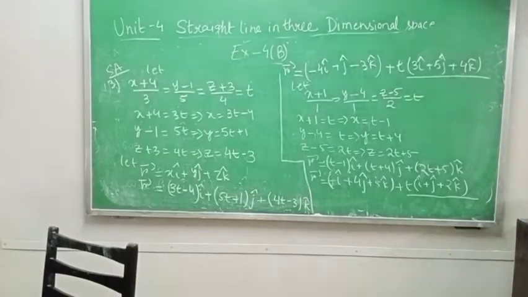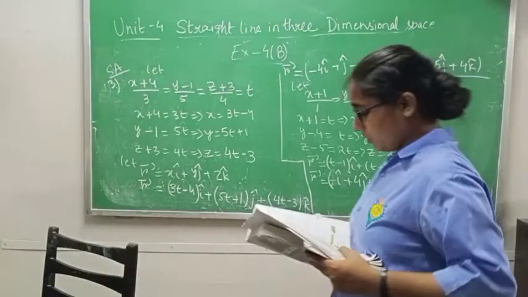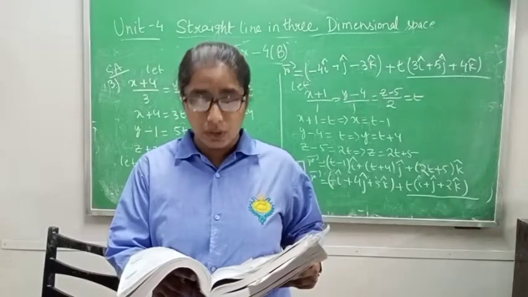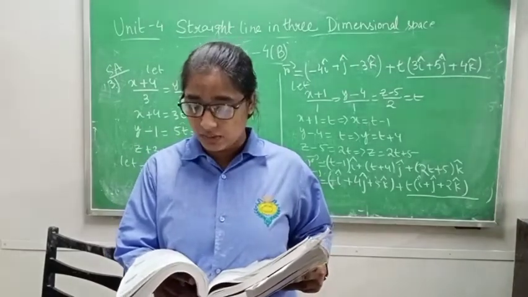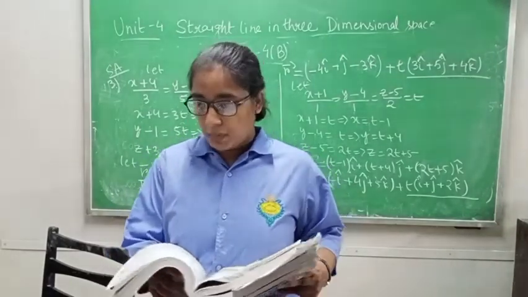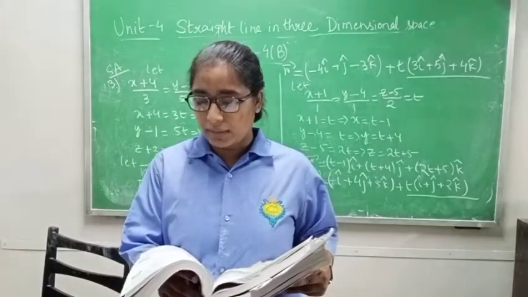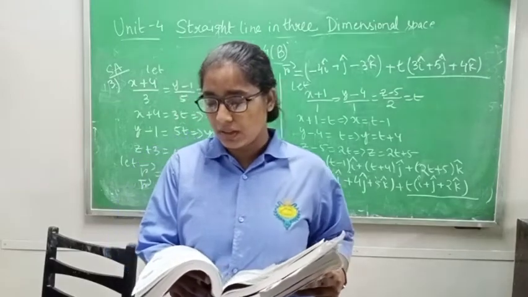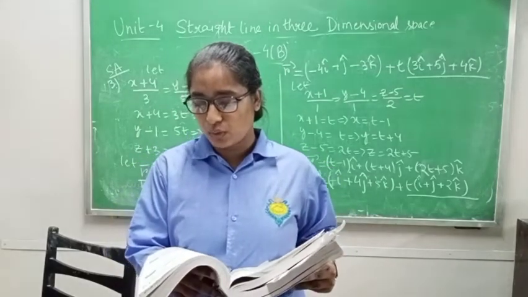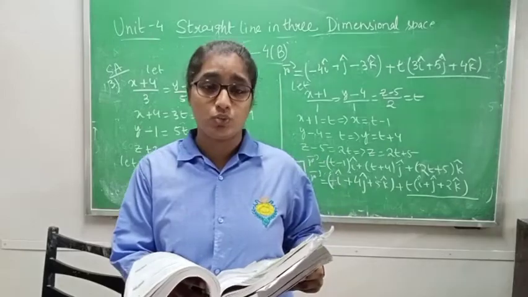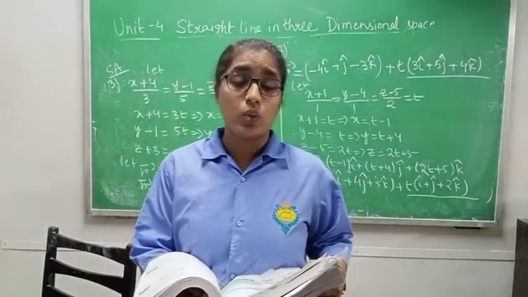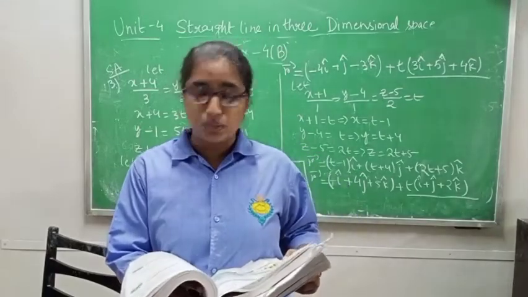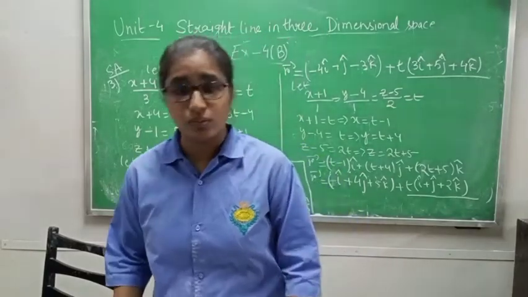Class 12, C short answer, question number 3. Same thing, you have to find the angles between the given two lines. Now this time the lines are given in the form (x + 4)/3 = (y − 1)/5 = (z + 3)/4 and (x + 1)/1 = (y − 4)/1 = (z − 5)/2. If the question is given to you in this form and they ask to find the angle between these two given lines, how will you do this?